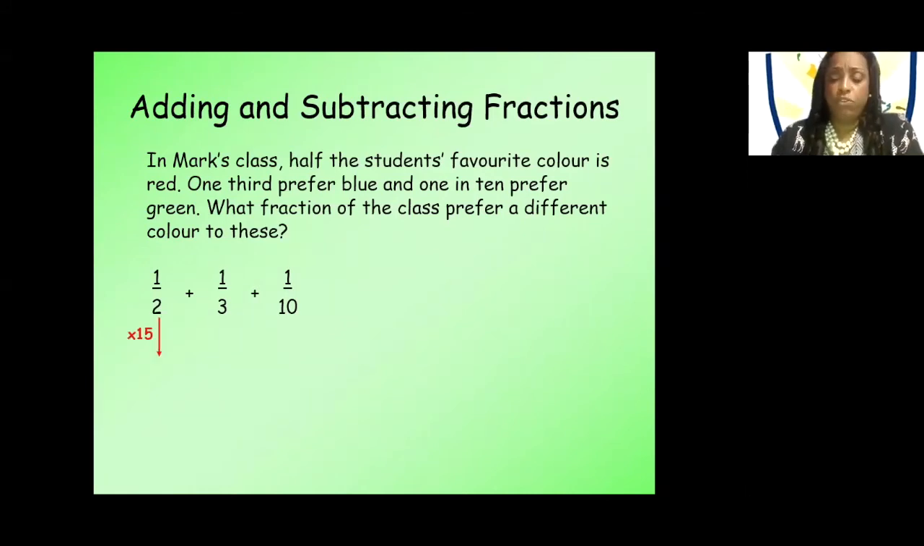I'm jumping the gun a little bit here. So we have 1/2, right? We have that being added to 1/3 and 1/10, as the question suggests.